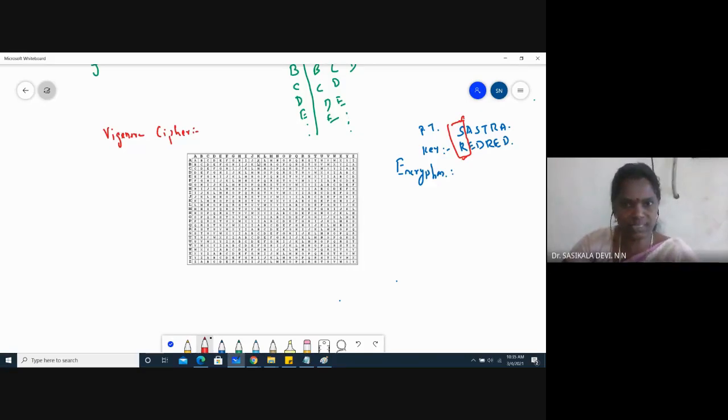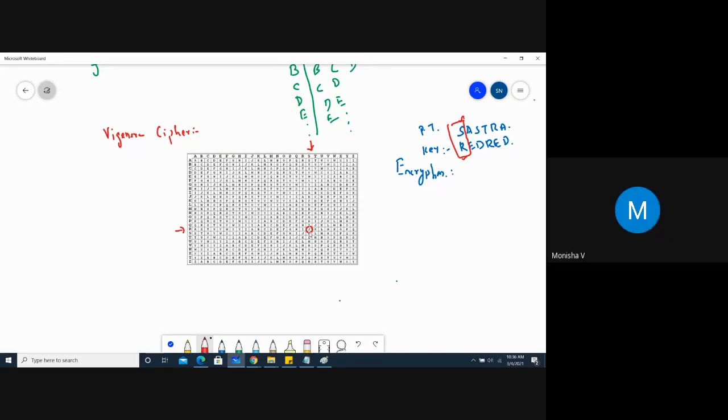S is used as the column index, so go to this column. R is used as the row index. In this row, take out the corner character. What is the corner character here, for S and R? Is it J? Can you get the corner character as J? Yes, ma'am.